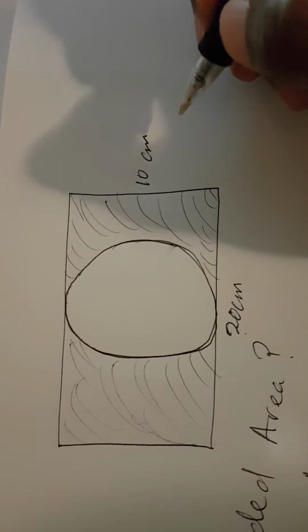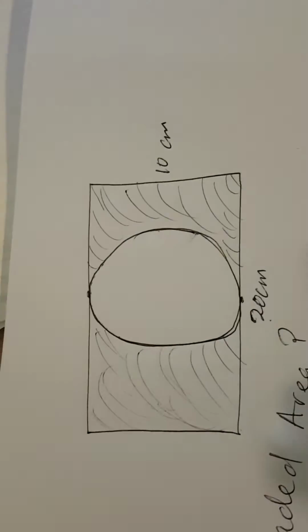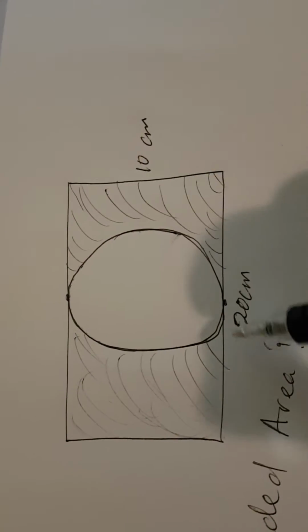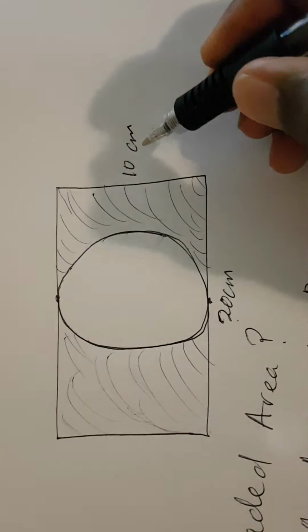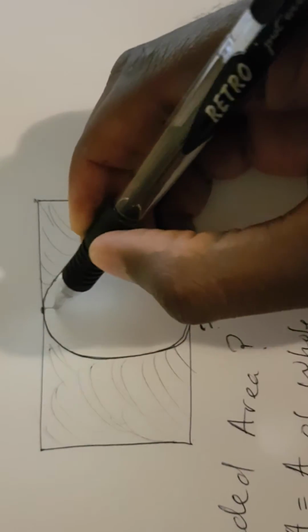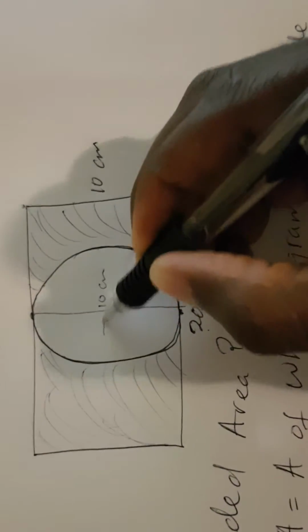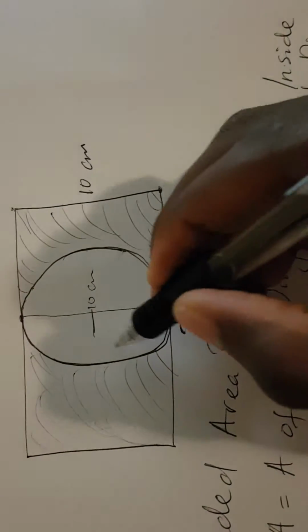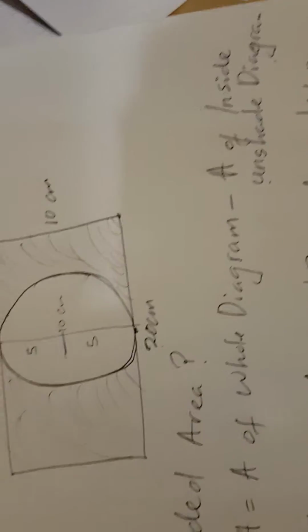So look at this diagram. It seems like this circle is touching the edge, touching here at this point. So the distance from here to here can give us the diameter, which is equal to the distance from here to here. So our diameter here will be 10 centimeters. And the radius, which is half of a diameter, will be 5 centimeters, and here it will also be 5 centimeters.